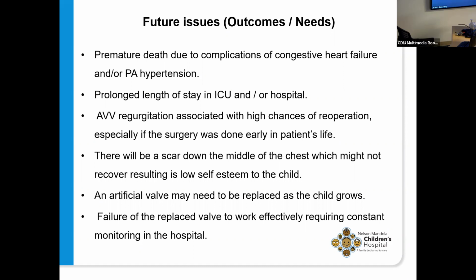Then there will be also an artificial valve that may need to be replaced, because as we know that these valves, they are artificial, they don't grow as the child grows, so the regurgitation might recur, resulting in that the child might have to be taken back to the hospital. And then a failure of the valve to work effectively may also require that the child might have to be taken in and out of the hospital, which might also have an impact on the parents.